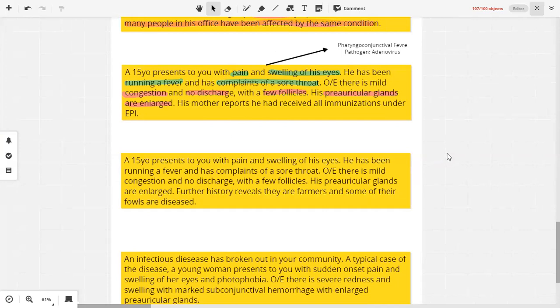A 15-year-old with pain and swelling in both eyes, running a fever, with a complaint of sore throat. On examination, there is a mild congestion or discharge. Few follicles, same. Auricular glands are enlarged, the same as above. One important thing is different. Further history reveals that they are farmers and some of their cows are diseased.